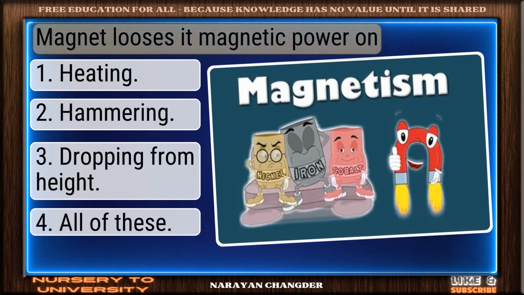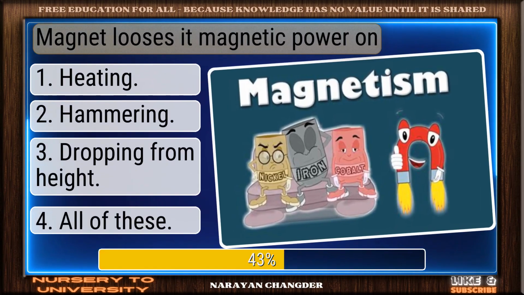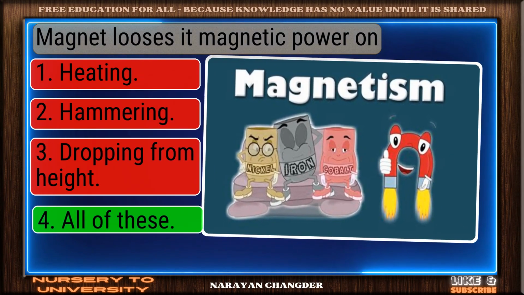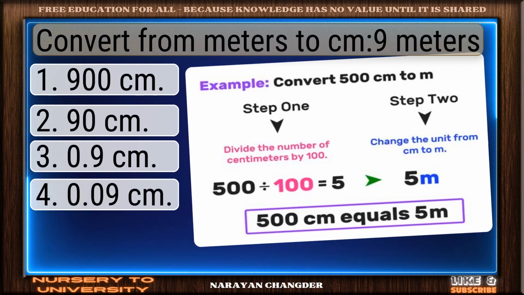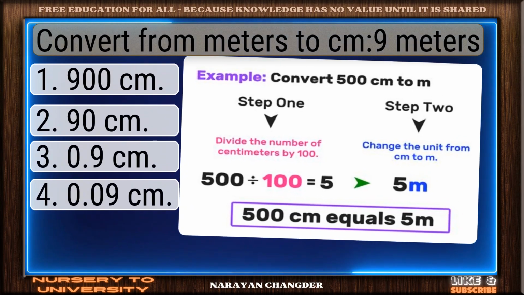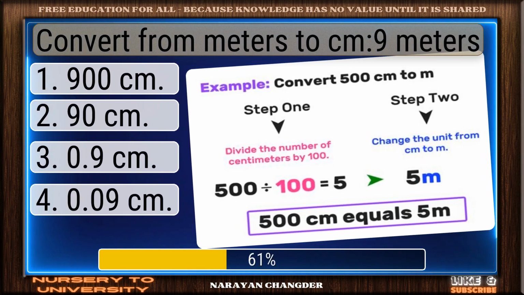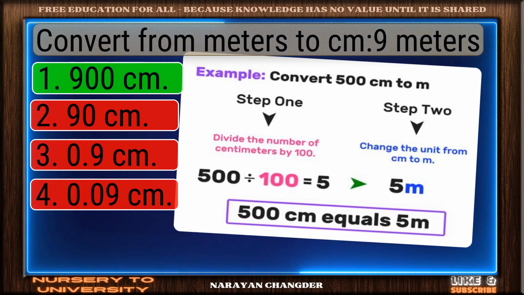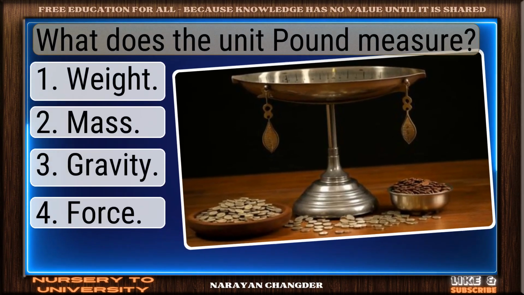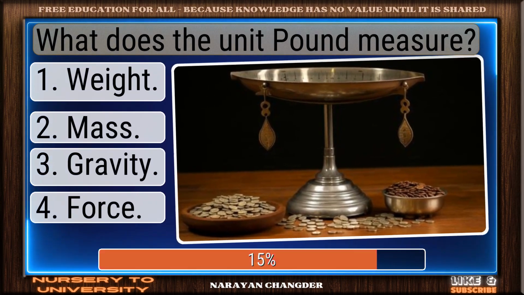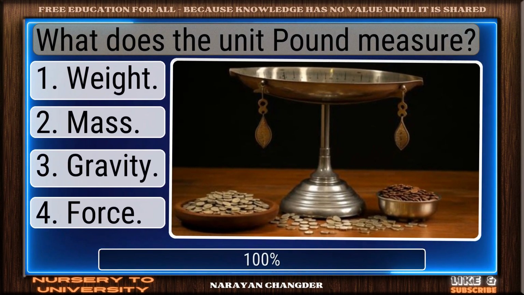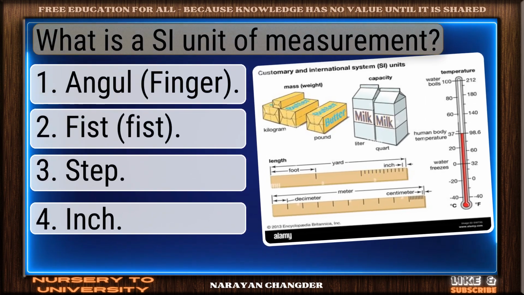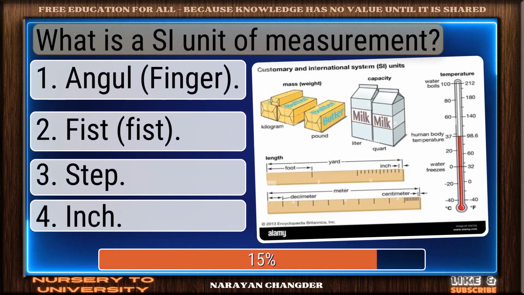Magnet loses its magnetic power on. You got it. Your choice, all of these, is right. Convert from meters to centimeters 0.9 meters. Well reasoned. 900 cm is the correct choice. What does the unit pound measure? Bravo! Force is the answer. What is a SI unit of measurement?